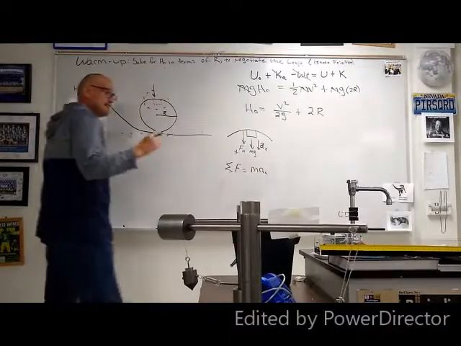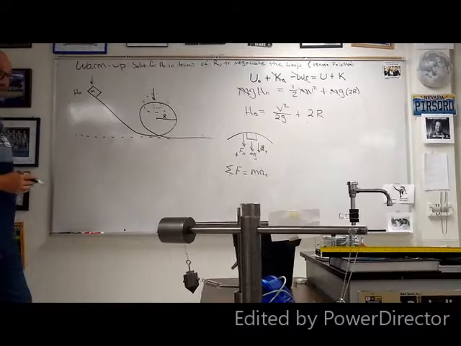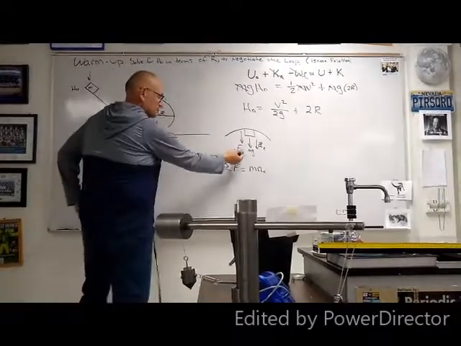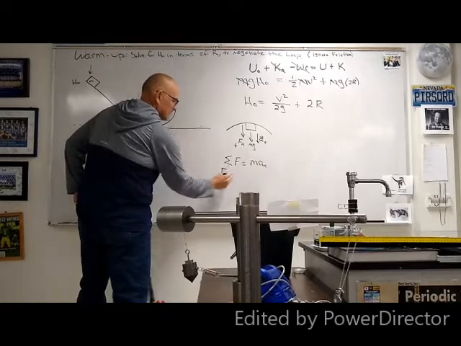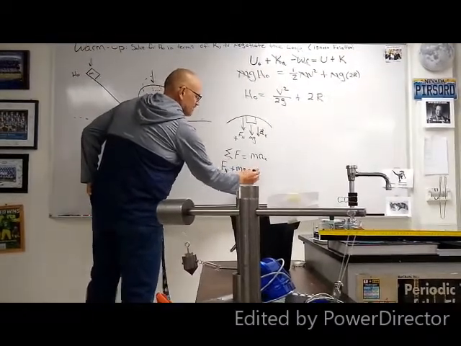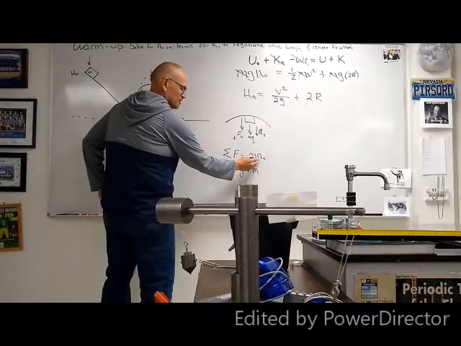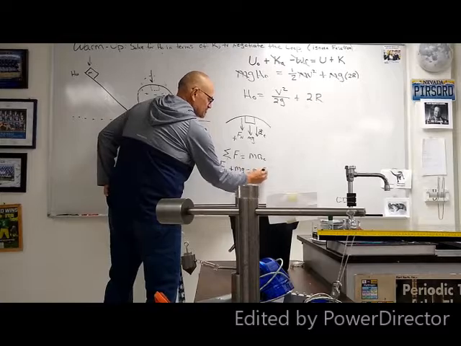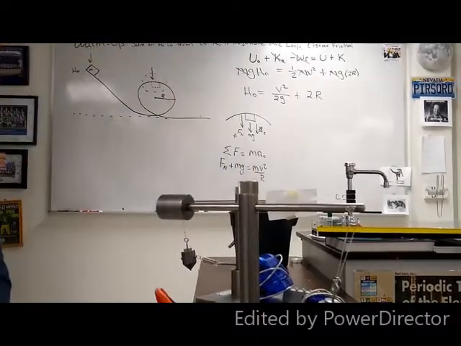Now, remember the elevator problem way back about a couple months ago? This is the elevator problem. So what are the 2 forces going down? Normal force plus mg is equal to m times the equation for centripetal acceleration, which should be v squared over r. Okay, so we have this.